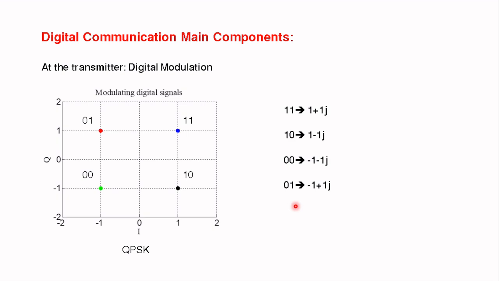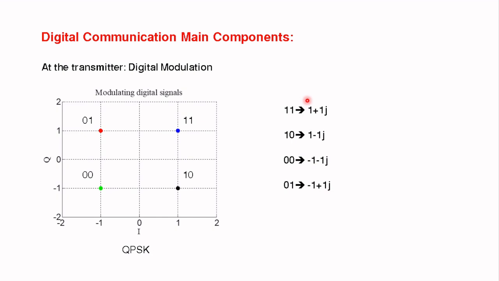If we have QPSK, we can take two input data together and map them to a point on the constellation diagram. For example, if we have 1, 1, we can map it to this point, which is 1 on the I and 1 on the Q. If we have 0, 0, we can map it to this point, and so on. So each point on this constellation diagram is considered as a complex symbol. For example, this is 1 plus j, this is -1 minus j, and so on. And these are the complex modulated symbols that will be used in the baseband processing.